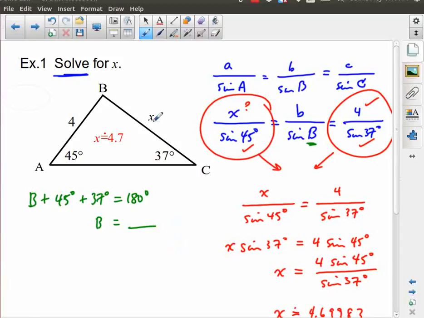So here we were looking for a side, and we chose the form of the sine law that allows us to easily find a side.